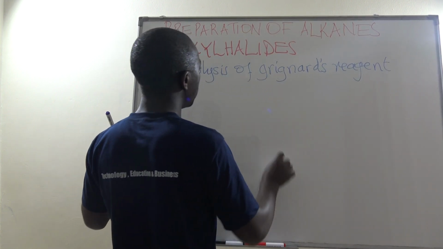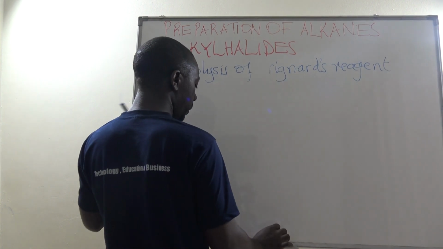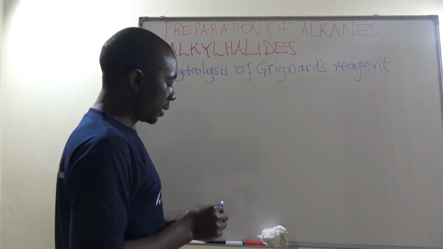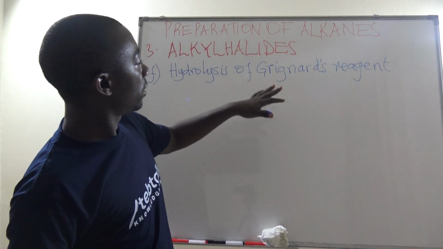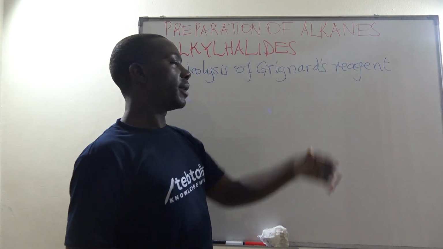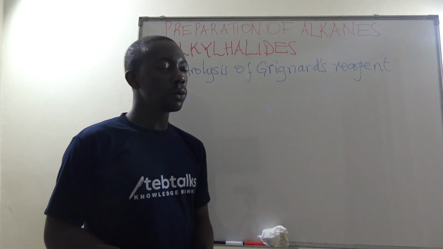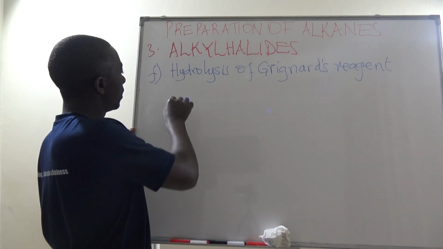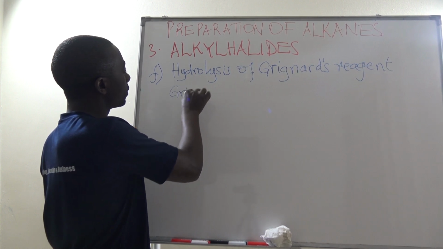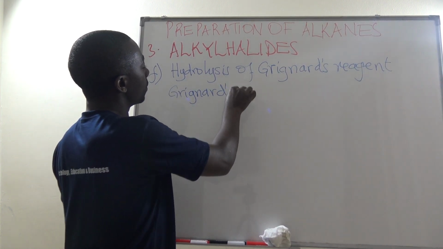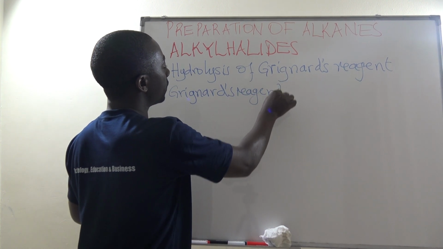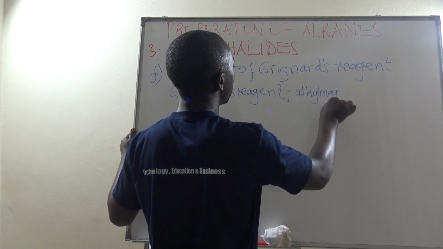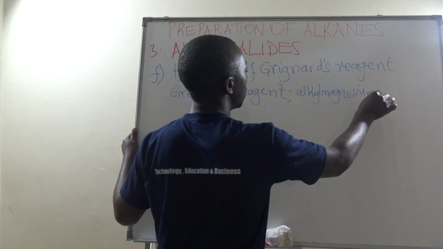Hydrolysis of Grignard's reagent. You can write Grignard with a capital letter because it is the name of a human being, Grignard, who discovered the reagent. After the reagent became so useful in organic chemistry, it was named after him as Grignard's reagent. Grignard's reagent itself is an alkyl magnesium halide.